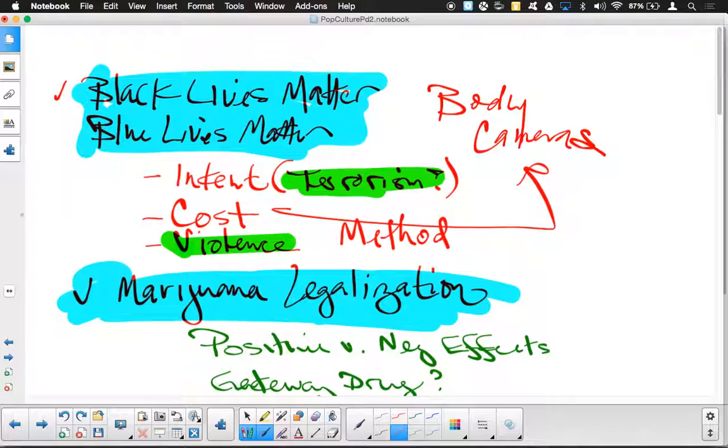You take a look at the bathroom laws that were going into effect in North Carolina. NCAA was removing contests from there. ACC tournament's not going to be in North Carolina. NBA removed the All-Star game, not to be in North Carolina.